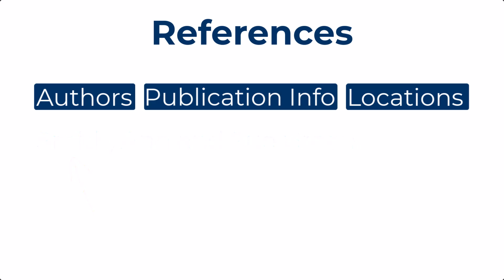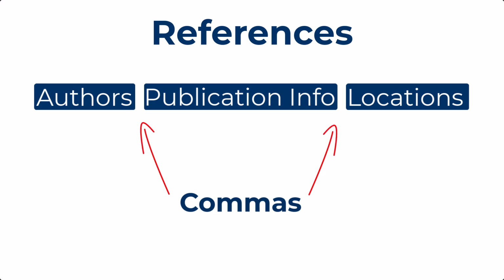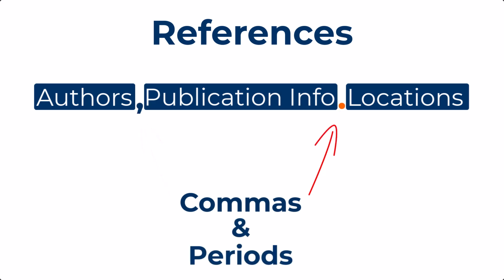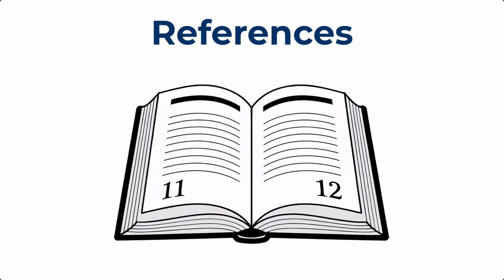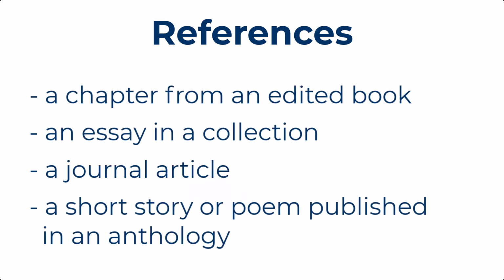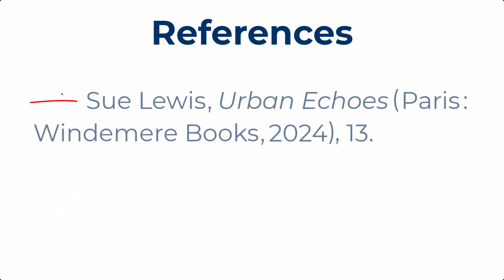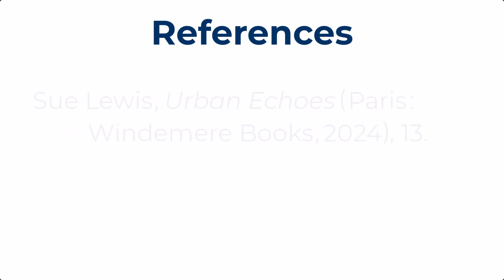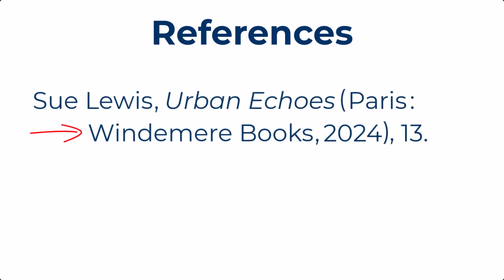Next comes punctuation. Notes separate information with commas, but references use both commas and periods. Now we'll look at page numbers. Notes for some types of sources always include page numbers to direct the reader to cited information. References, on the other hand, don't include page numbers unless the author only used a small section of a larger source. Last comes indentation. Notes use a standard indentation, but bibliography entries use a hanging indent.